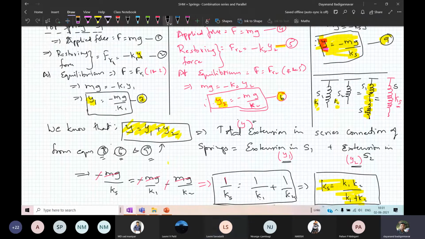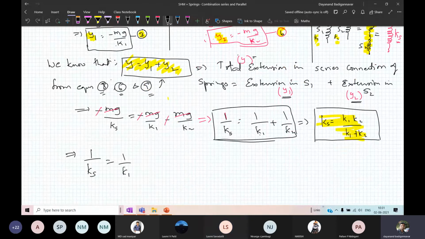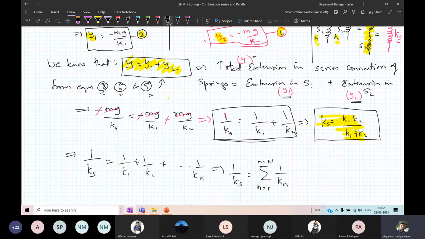If you have n number of springs, then the value of the total spring constant is 1 divided by k1 plus k2 plus so on up to kn. Or I can write 1 upon ks is equal to the summation of 1 over kn, where small n goes from 1 to capital N. So this formula holds true for any number of springs.